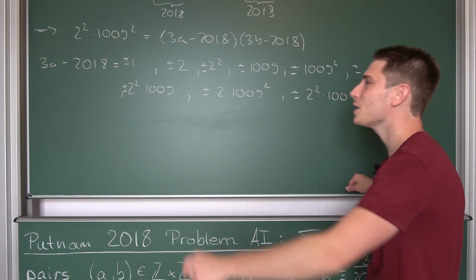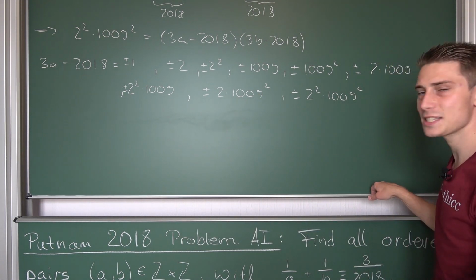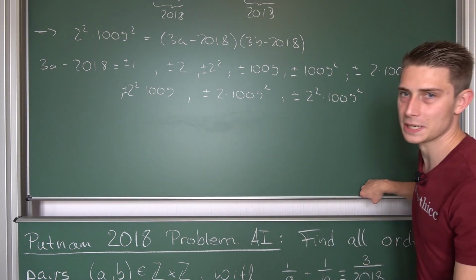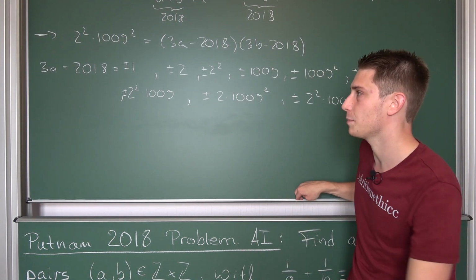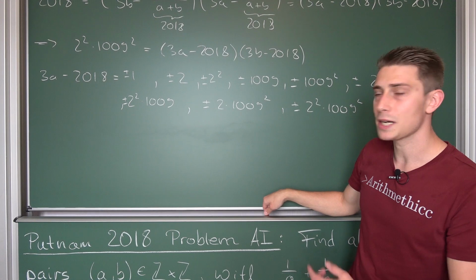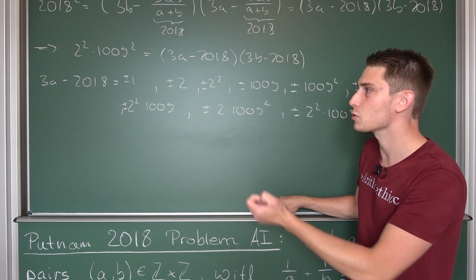Welcome back. Now that we have computed each and every combination here, let us go ahead and solve those equations. Actually, I'm going to show you the first one, and then you can watch the rest of the outtake over on Flammy 2. So at first, 3a minus 2018 is equal to plus or minus 1.